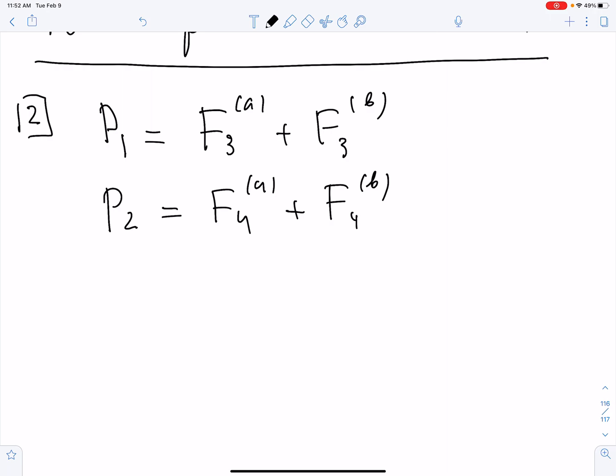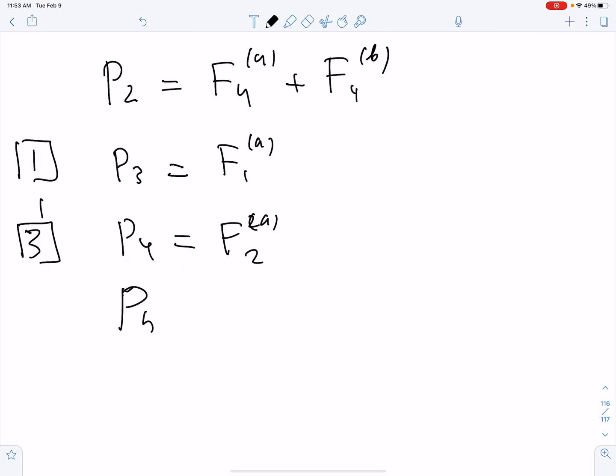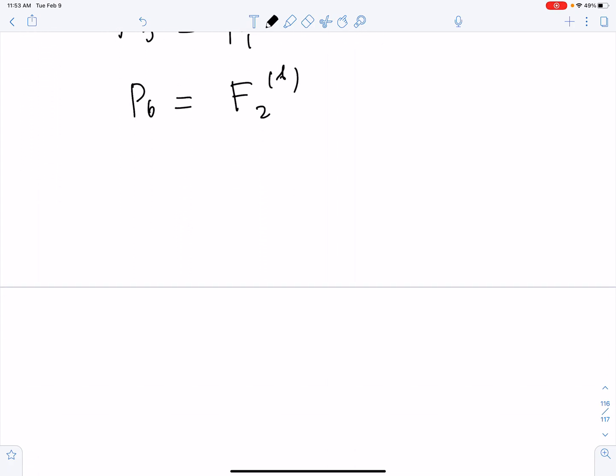And then if you go to nodes 1 and 3, you find that each one only sees a contribution from one element. So P3 must be balanced with F1A, P4 must be balanced with F2A, P5 must be balanced with F1B, and P6 must be balanced with F2B, like this. All right. So this equilibrium can actually be written in matrix form.